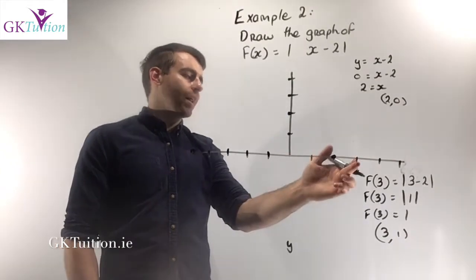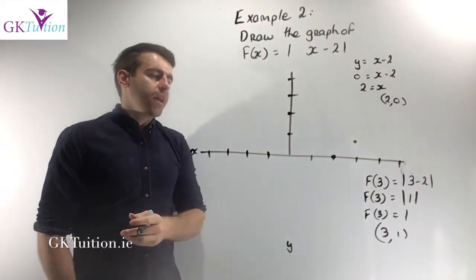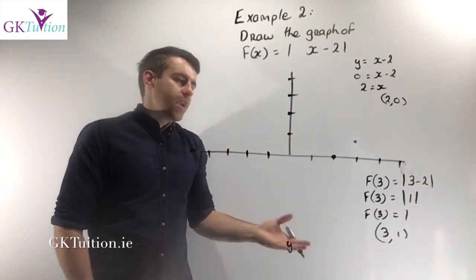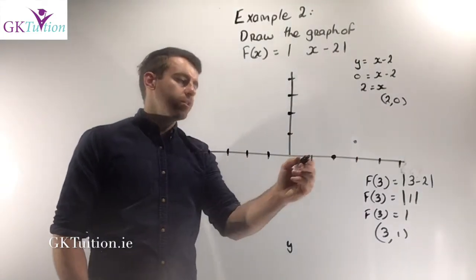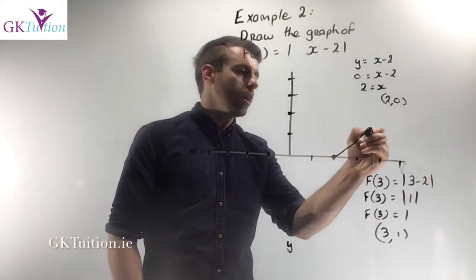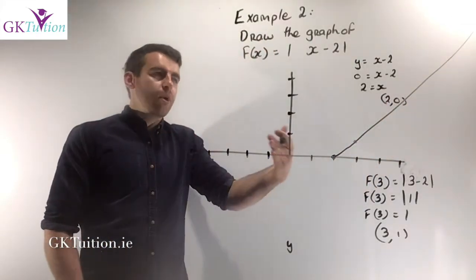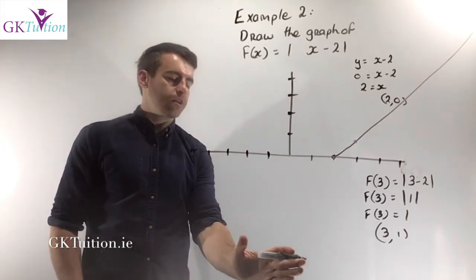So I could just plot that. X equals 3 here and y equals 1 here. Now, obviously you'll have a to-scale diagram, so it'll be really accurate. And at this point, when you've plotted 2, 0 and you've plotted 3, 1, you'll simply use your ruler and you'll draw a line going in this direction. And that's half of my modulus graph drawn. Now I need to draw the other half of my modulus graph.